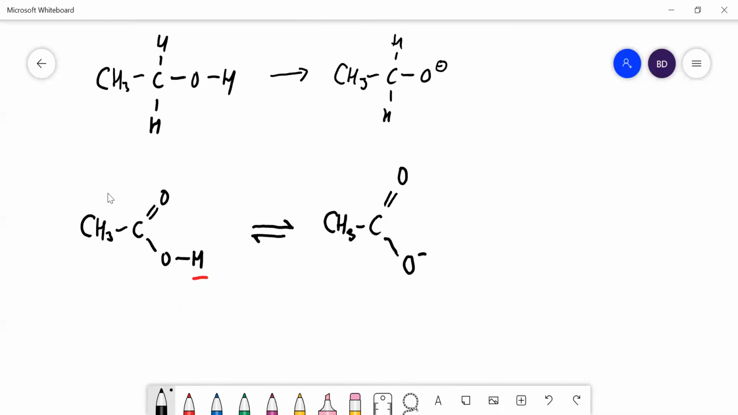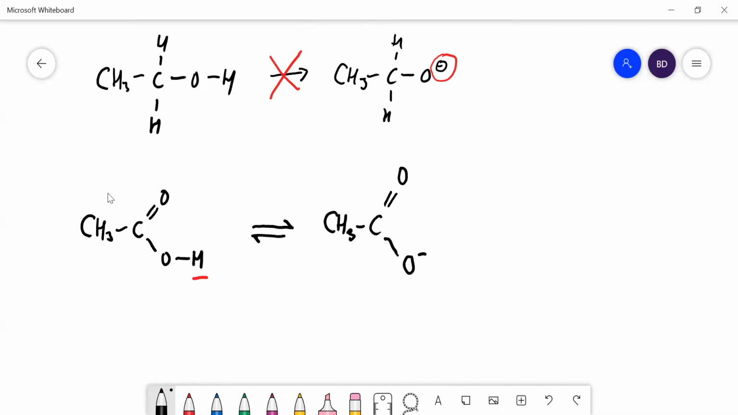Well, that does not occur. And the reason why is because you'd end up with a negative charge just on the oxygen, concentrated on one atom, and that is not very stable. So it can't do that. It'd have too much negative charge on one oxygen.